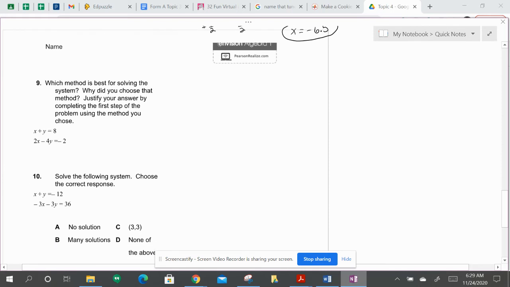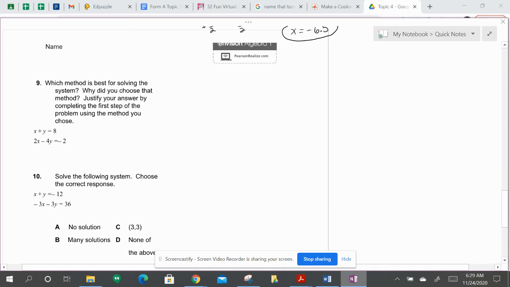All right, finishing up, question 9 says, which method is best for solving this system? Why did you choose that method? Justify your answer by completing the first step of the problem using the method you chose. Guys, this is really a problem that you could have several different answers. So it's going to be about your justification more than it is just about your answer.